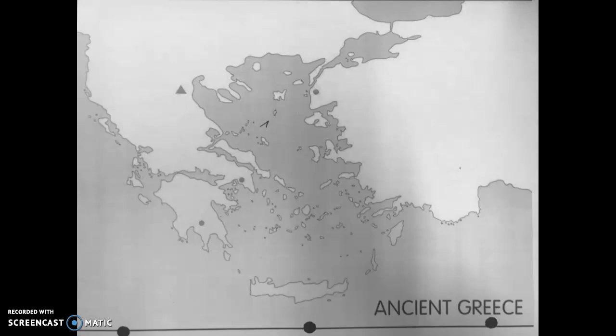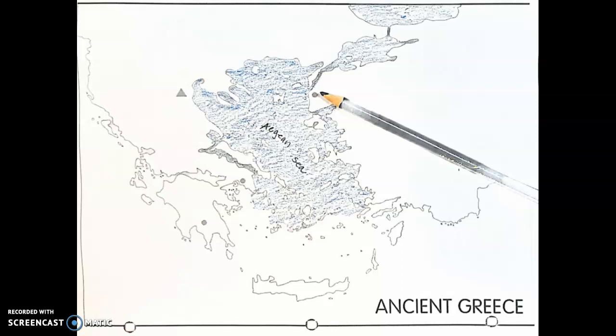Girls, today you will be labeling and drawing on your map of ancient Greece. We're only going to do this map of Greece today, so you don't need the other one. It's the one that looks like this that says ancient Greece at the bottom. The first thing that you are going to draw on your map of Greece is the Aegean Sea.